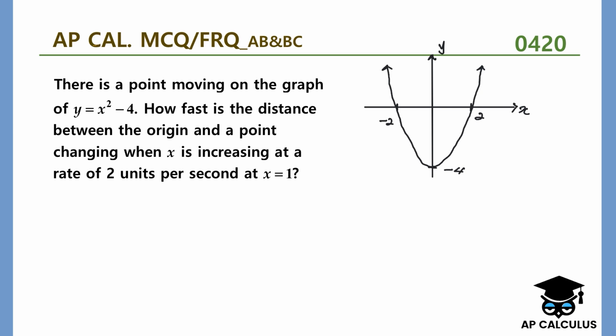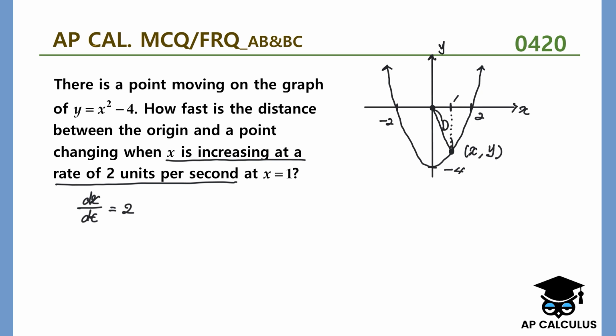The question is, how fast is the distance between the origin changing? Here is the origin. And a point changing when x is increasing at a rate of 2 units per second, right? So it is given that dx over dt is equal to 2. At x equal 1, the point is right here. So we're going to let this be x comma y. Okay? The distance from origin to this point is right here. So let's say this is distance d.